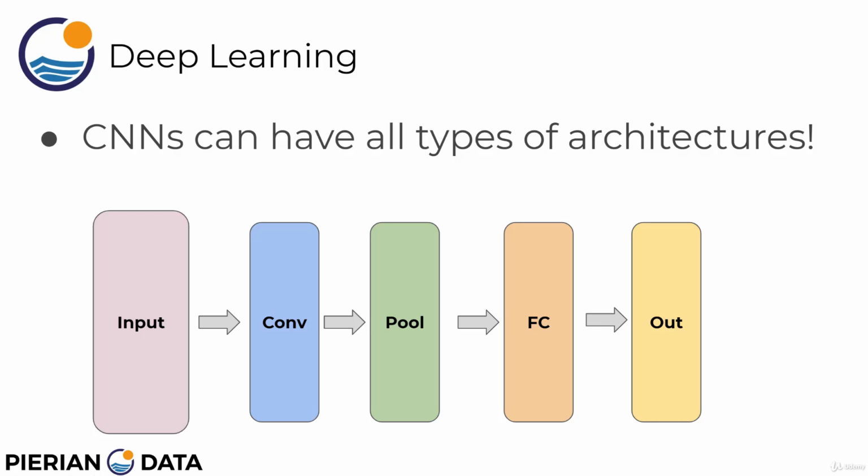Okay, so now that we learned about convolutional layers and pooling layers and the way these networks all work together, let's go ahead and finally code out our own convolutional neural network. I'll see you there.